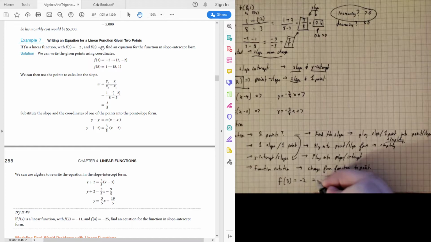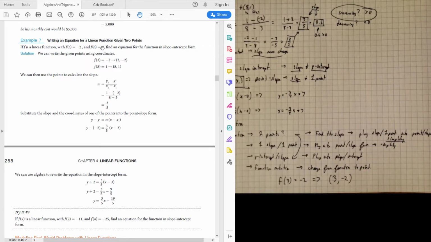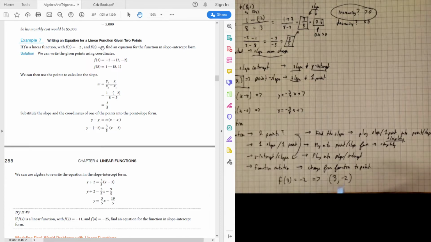This is a point. What we've plugged in is plugged in for x. What we get out is what our y value is. F of 3 equals negative 2 is equivalent to this statement, (3, negative 2). F of 8 equals 1 is equivalent to this statement, (8, 1).